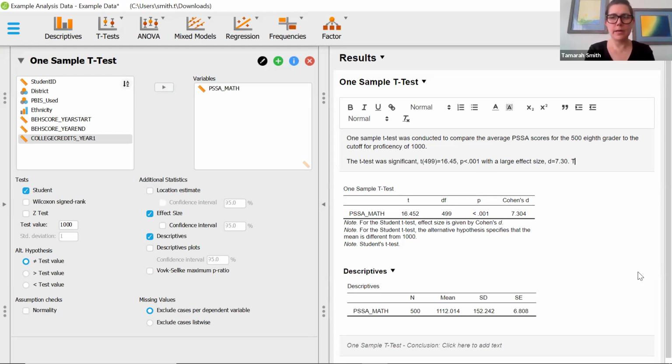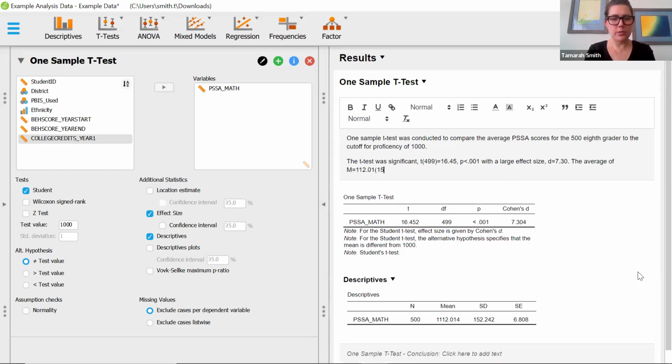7.30. Okay. The average of 1112.01, standard deviation 15224, was significantly higher than a cutoff of 1,000. All right, so first of all, we tell people what we did. We ran a t-test, a one sample t-test. Why? Because we wanted to compare the average PSSA score for our 8th graders to the cutoff proficiency score of 1,000, and then we tell them what we found.